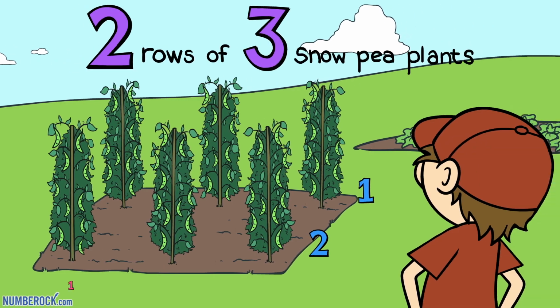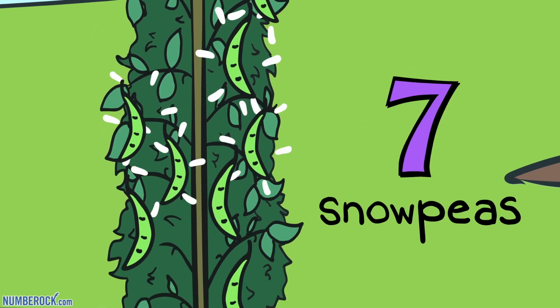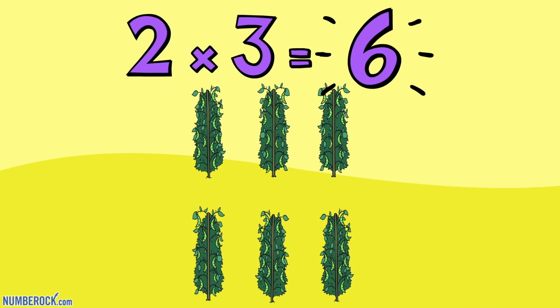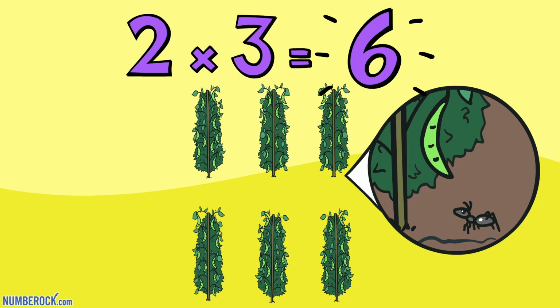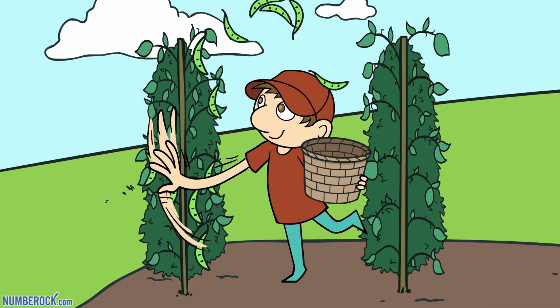There were 2 rows of 3 bright green snow peas, and they had exactly 10 pea pods on each. 2 3s made 6 plants, towering over the ants, with 10 pods each. What's the chance? I picked 1 row in a trance.